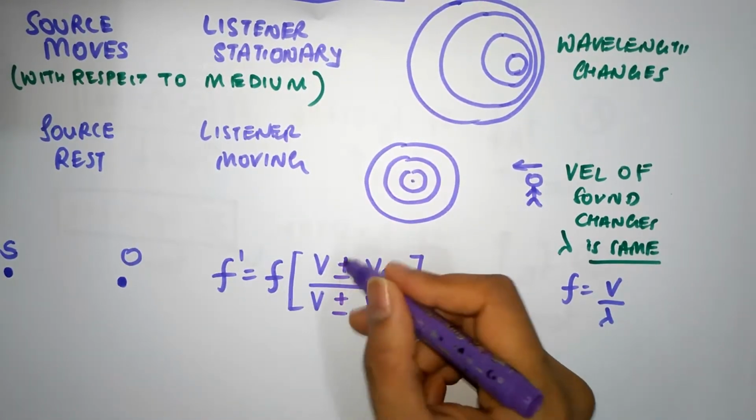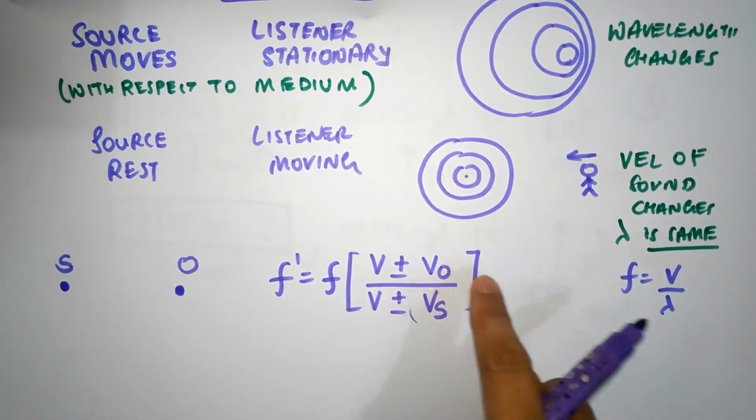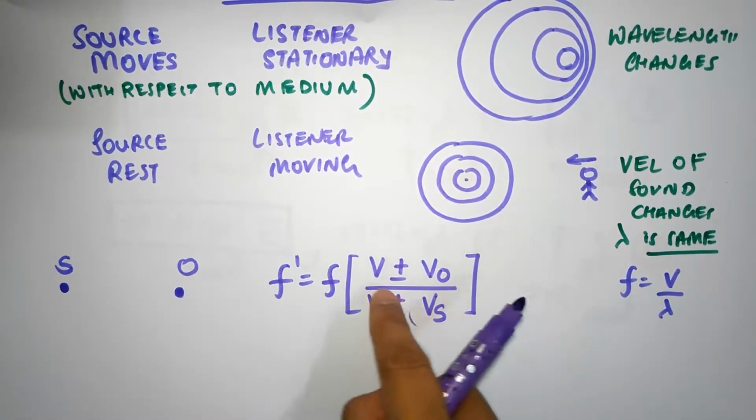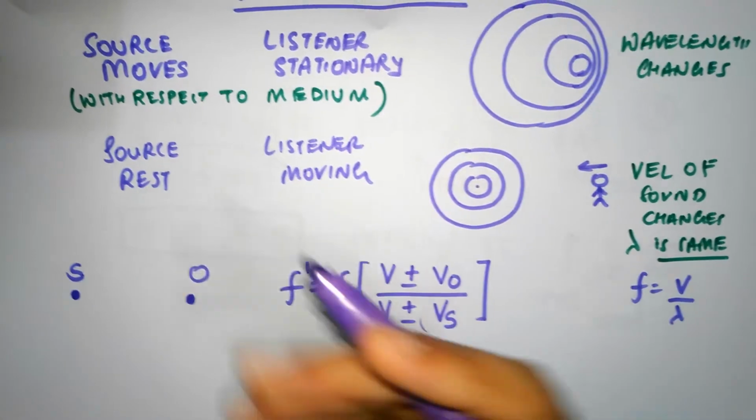So we can build 4 equations by using these combinations. Once you remember which one is the observer and the source, this is how I remember. You can try and remember it that way. Then you can also remember very easily whether it's a positive sign or a negative sign. So let's try and do it this way.